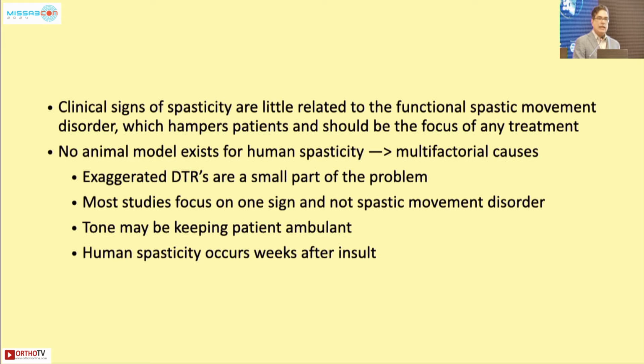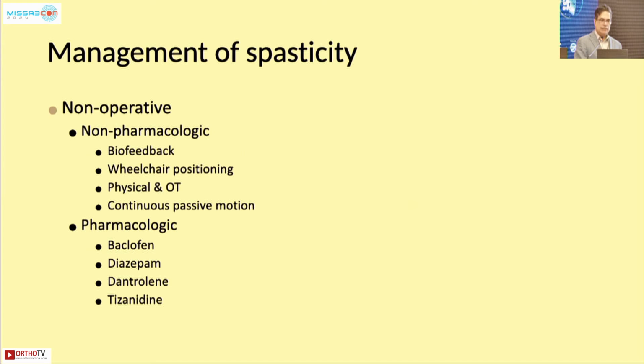And as has already been alluded to, the tone may be the one that is making the patient ambulant, and if we reduce the tone, we may convert an ambulant patient with difficulty into a non-ambulant patient. And human spasticity, unlike the animal models, occur few weeks after the insult and not immediately.